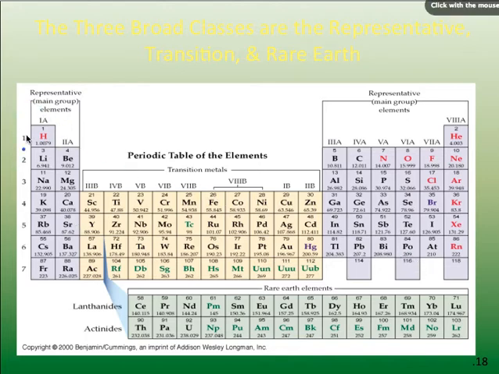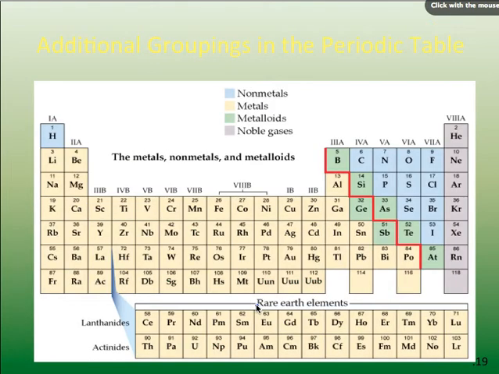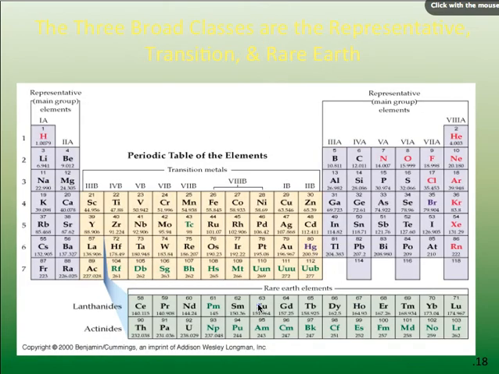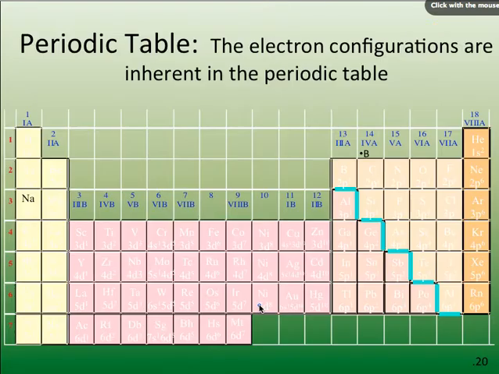Representative groups are also known as the main group elements. Those are the s and the p groups. Those are the ones that we study most often because they follow the rules. Transition metals are in the center. And then the rare earths are the lanthanides and the actinides, and they are rare. I think you guys know all this.